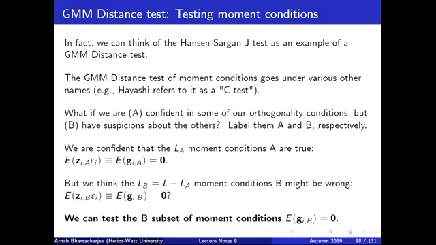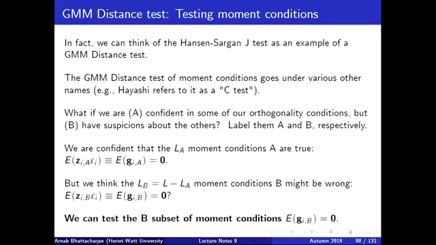So the Hansen-Sargan J-test can in principle also be thought of as a distance test. How? That is what I'm going to argue here. The distance test, well, Hayashi actually calls it a C test. We are using the notation D here.